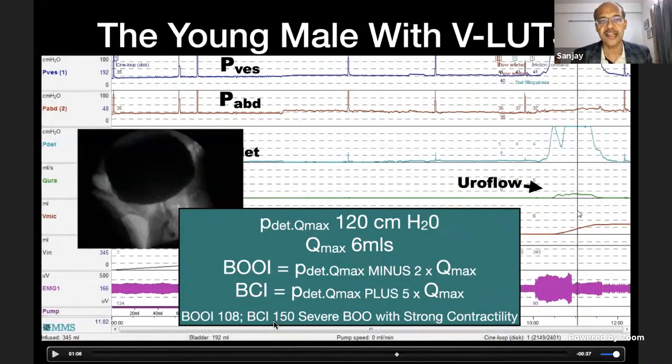So this is unsatisfactory. We are currently in the process of a Delphi study with three other international investigators to actually look at this to see whether we should be having subclassifications of the contractility index.